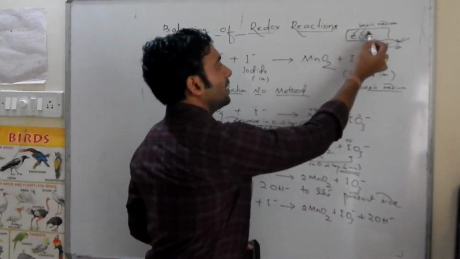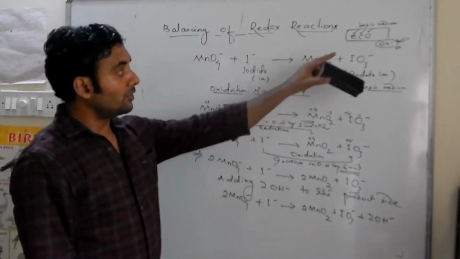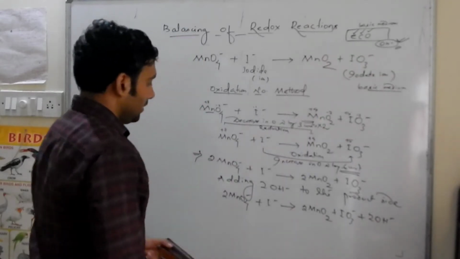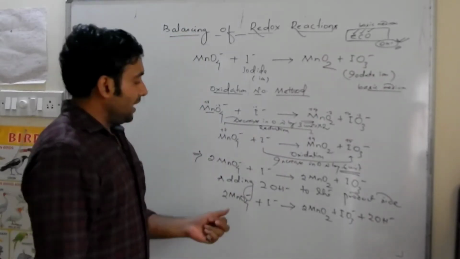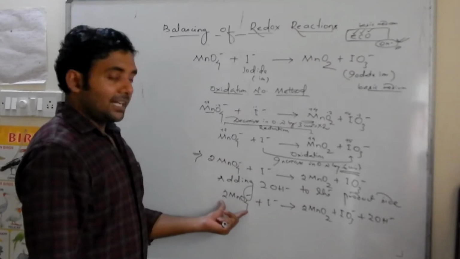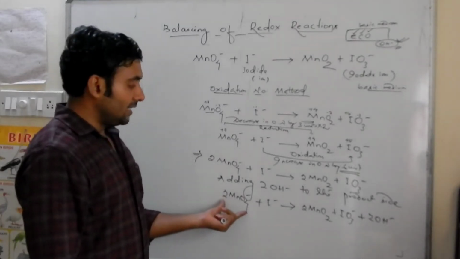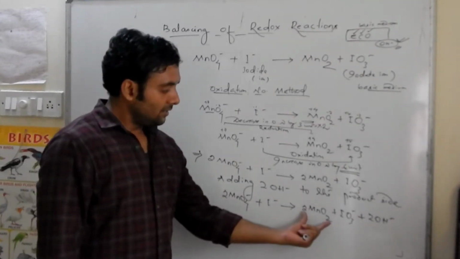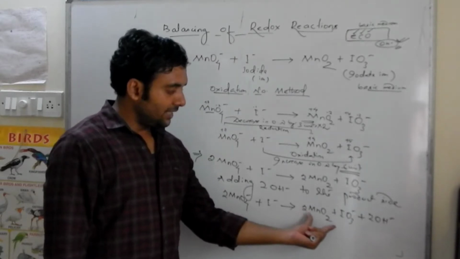Now finally, go for the oxygen atoms. Count the number of oxygen atoms on the reactant side and the product side. In the reactant side there are 8 oxygen atoms. In the product side, from manganese dioxide we are having 4 oxygen atoms.